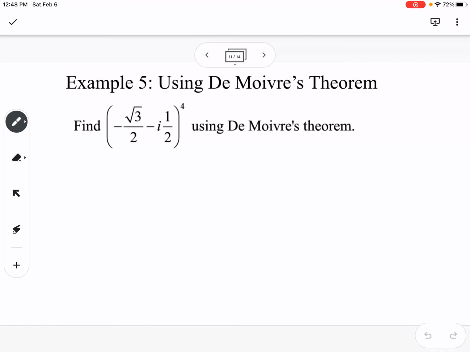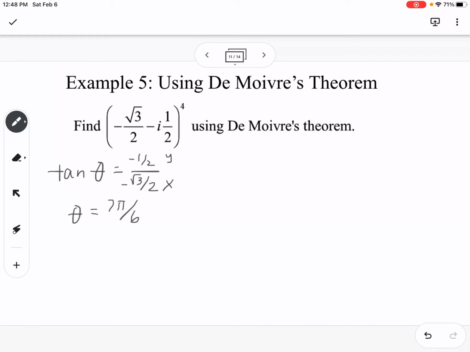So we're going to find this complex number raised to the 4th power. The first thing that I'm going to do is find theta. I'm going to use tangent of theta, which is our b value over our a value. So it's going to be -1/2 over negative square root of 3 over 2. We're thinking, where do we have a y that's -1/2 and an x that's negative square root of 3 over 2? We're in the 3rd quadrant, so theta would be 7 pi over 6.